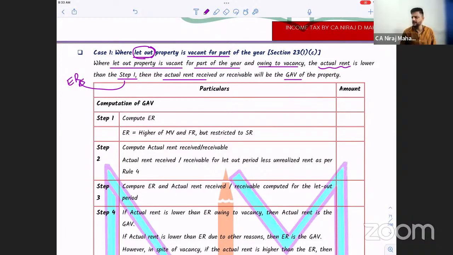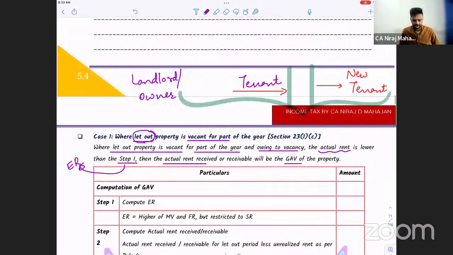Pay attention. This might be a little confusing for you. What are we saying? First of all, am I getting entire 12 months rent or no? What do you think? All of you tell me quickly. Am I getting entire 12 months rent?